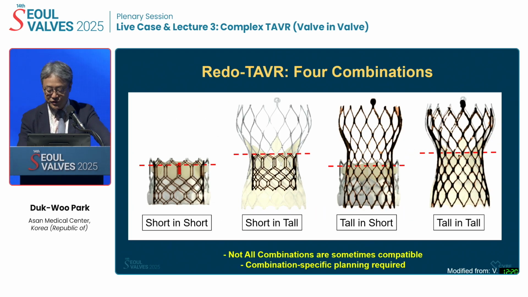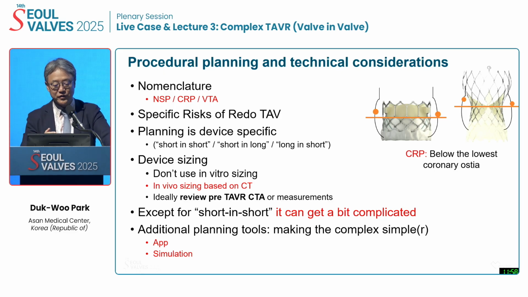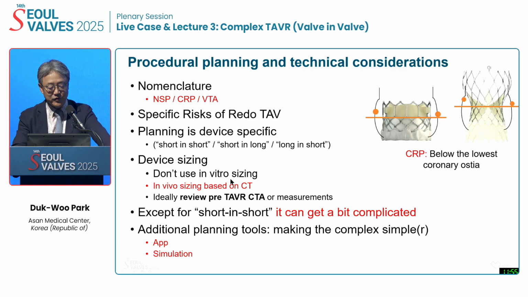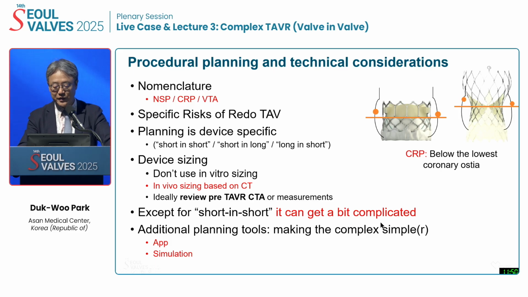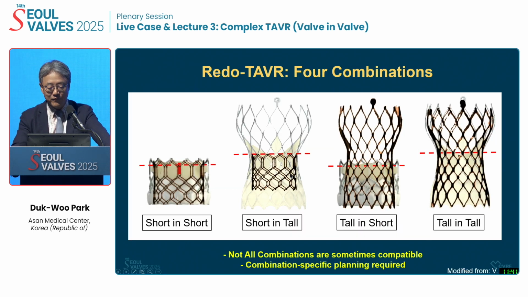Procedural planning: we are very familiar with the nomenclature, the neo-scutal plane and the coronary risk plane, and the VTA, and the specific risk of redo TAVR we consider. It is also very device-specific: combinations of short in short, short in long, long in short. Device sizing is absolutely based mainly on CT scanning, except for short in short, and it can be a bit complicated. We now have planning tools, an app or simulation, and this is a common combination.